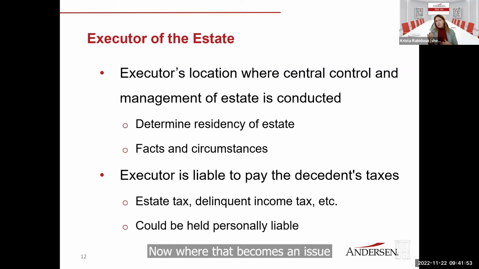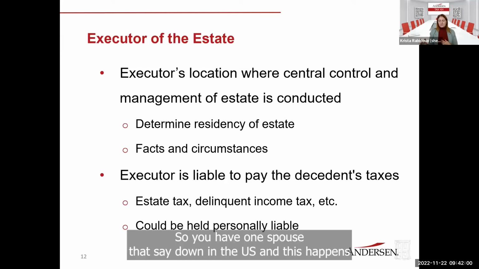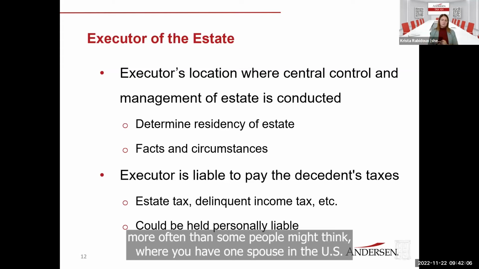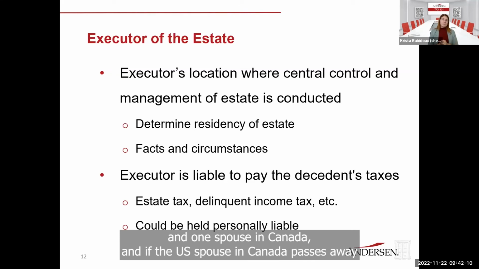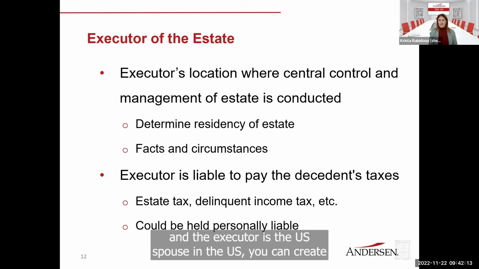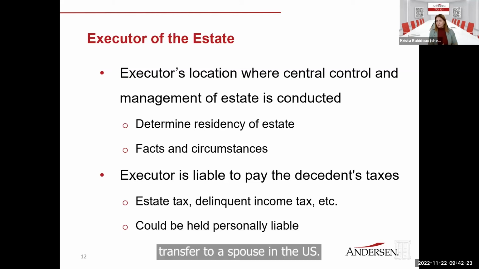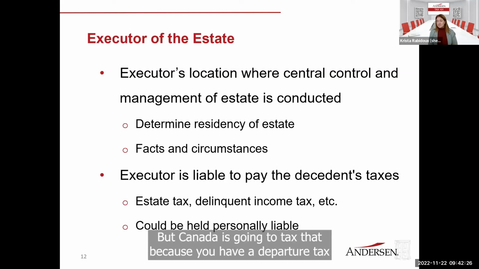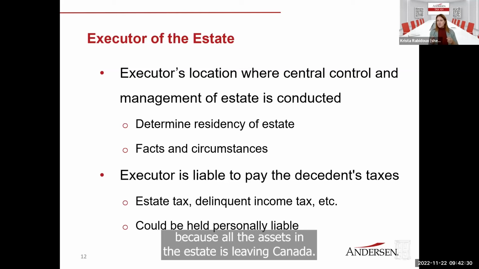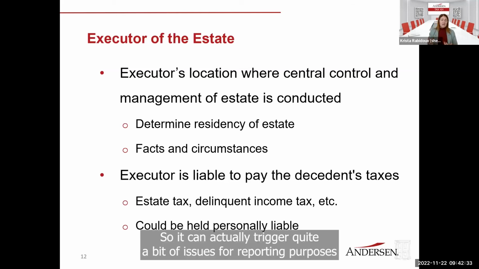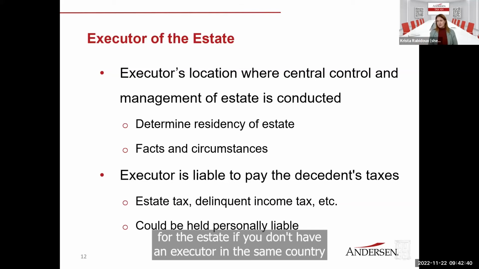Now, where that becomes an issue most prominently is if you have spouses. So you have one spouse that's, say, down in the US, and this happens more often than some people might think, where you have one spouse in the US and one spouse in Canada. And if the spouse in Canada passes away and the executor is the spouse in the US, you can create a lot of issues, because you first have a tax-free transfer to a spouse in the US, but Canada is going to tax it because you have a departure tax, because all the assets in the estate are leaving Canada. So it can trigger quite a bit of issues for reporting purposes for the estate if you don't have an executor in the same country.